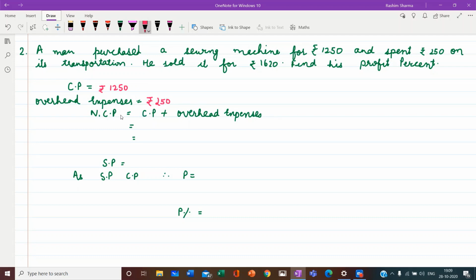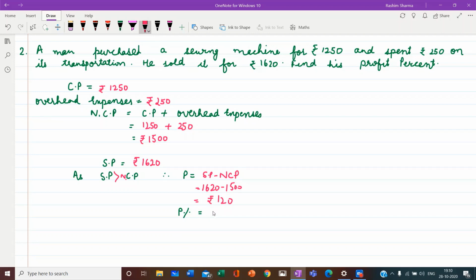It means now we will find net CP. Net CP is CP plus overhead expenses. So we put the values here: 1250 plus 250, rupees 1500 is net CP. Now we will find profit or loss on net CP. SP we are given as rupees 1620. Now we can compare that SP is greater than net CP. It means there is profit. Profit is SP minus net CP, so we get 1620 minus 1500, rupees 120 is profit.